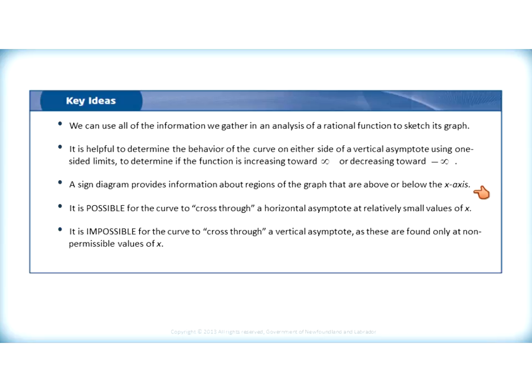It is possible for the curve, now these are notes that didn't really come up in our discussion, but you should know these things. It is possible, and you've probably seen this, for a curve to cross through a horizontal asymptote at relatively small values of x, so reasonable size values of x. But we're never allowed to cross through a vertical asymptote. So it's possible to cross through a horizontal asymptote as long as eventually we do approach it, but we never cross through a vertical asymptote.